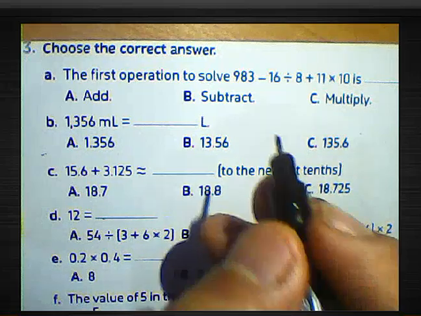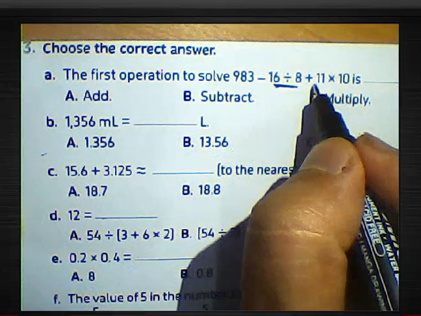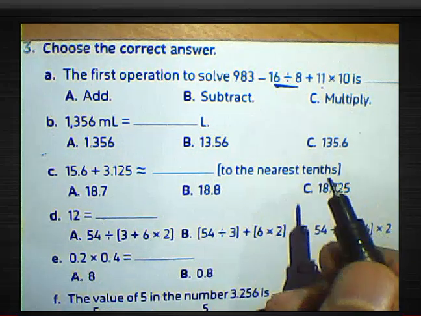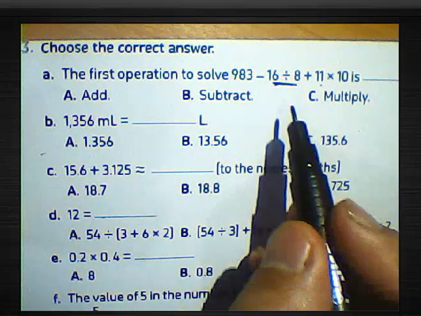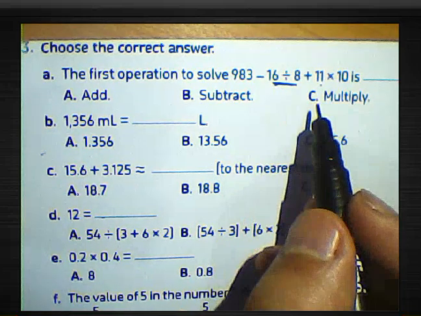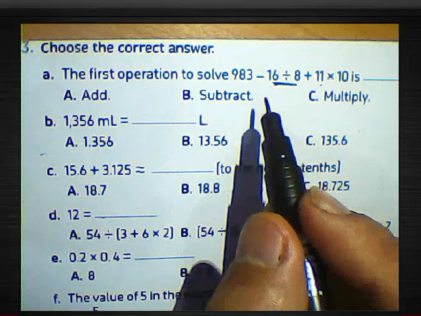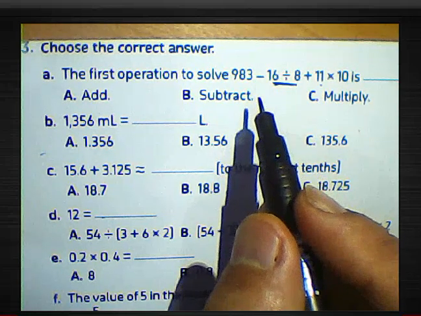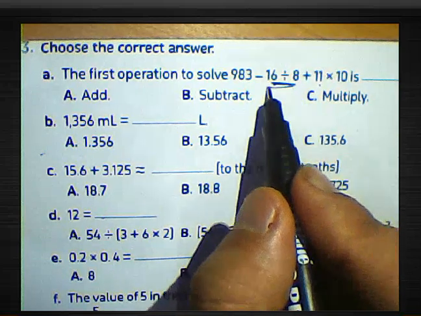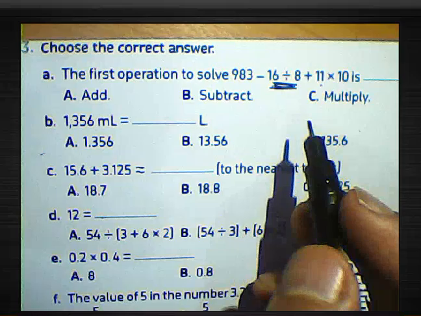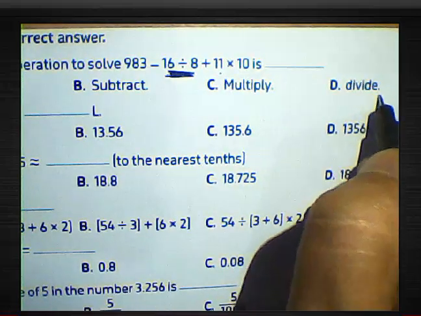The first operation to solve 983 subtracted by 16 divided by 8 plus 11 times 10 is what? What's the first operation here? Look with me from left hand side to right hand side. Division and multiplication. Parentheses first, exponent next, multiplication and division in the same step, first come, first served. Here division comes first, so we must do the division first. The first operation here is divide.